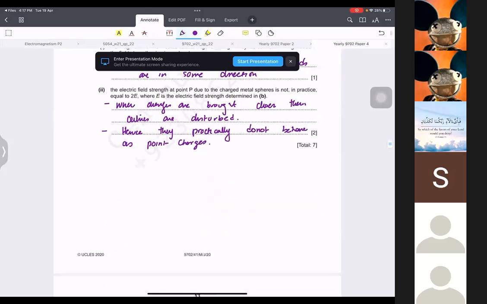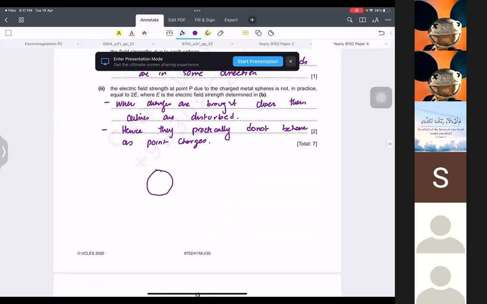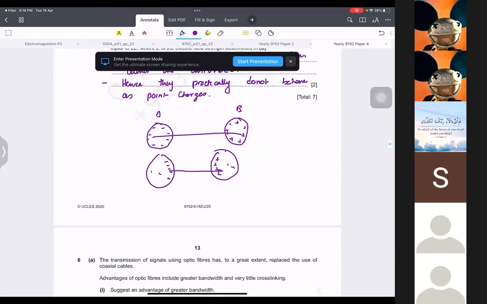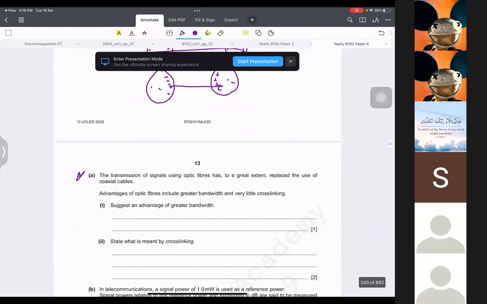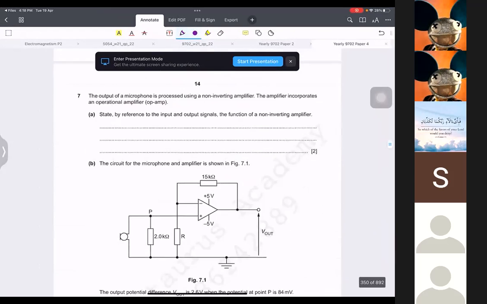Okay, I'll tell you. Let's suppose there is a charge here, and another charge. Alone, they would have this distribution. If you bring them closer, their distribution goes like this. Now their centers have been changed. Now there are no more point charges. That's fine. Let's go forward.